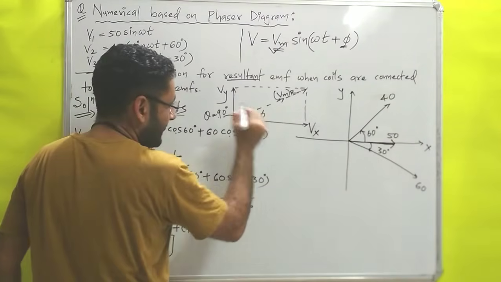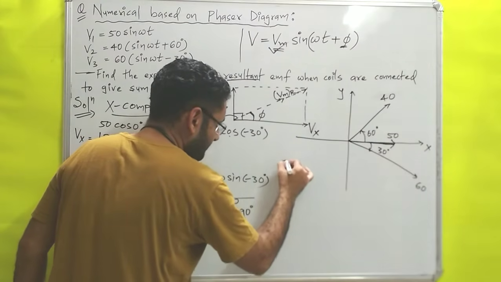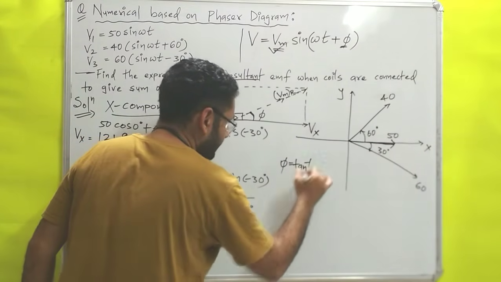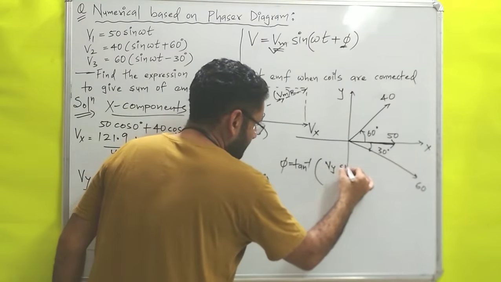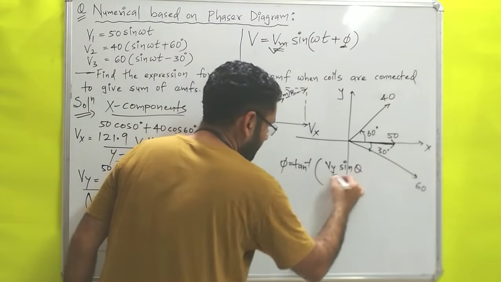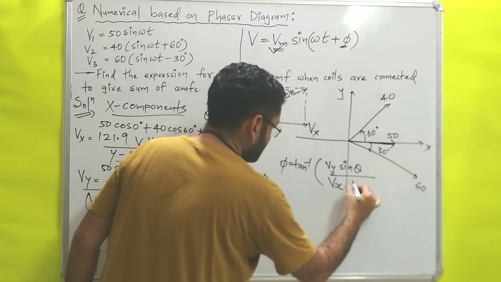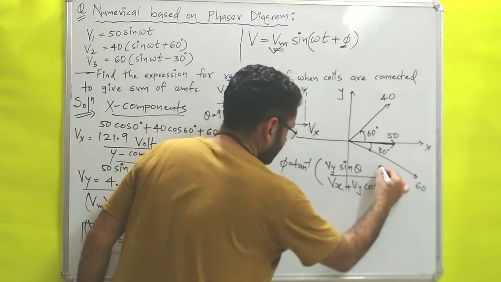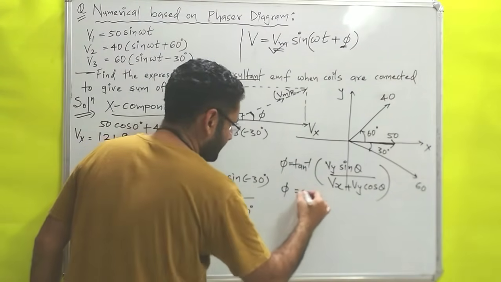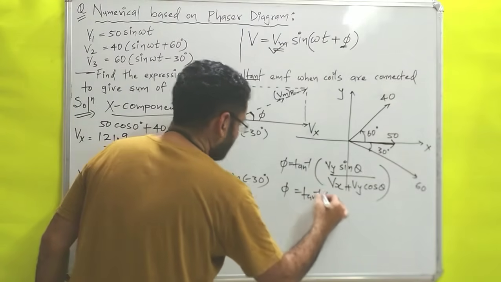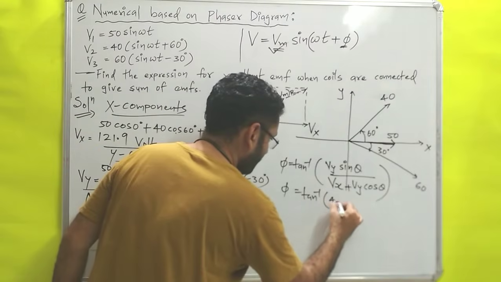Now you have to find the direction, that is, the value of phi. For that purpose also you know the equation: phi equals tan inverse of Vy sin theta divided by Vx plus Vy cos theta. Already these things we have discussed in the previous video lectures, or simply remember that equation. Tan inverse, Vy is how much? Vy is 4.64.